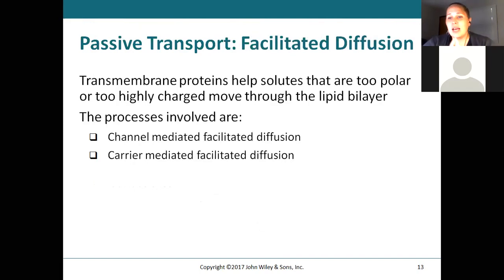Facilitated diffusion, again, still using the concentration gradient, but instead you're using these embedded integral proteins to move through the lipid bilayer. So you can have channel or carrier mediated diffusion. And so these are for much larger molecules that are maybe too polar or too highly charged to move across that lipid bilayer. And so like I said before, they do not require energy, but because they're so large, they do have to have help. And so having those other proteins that are embedded into the membrane helps them move across the membrane.